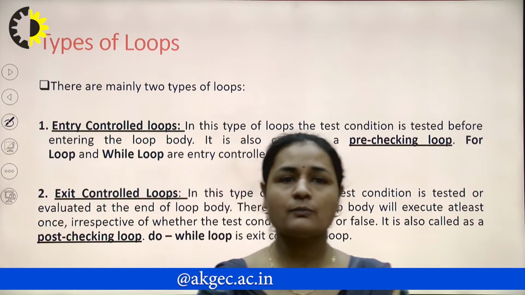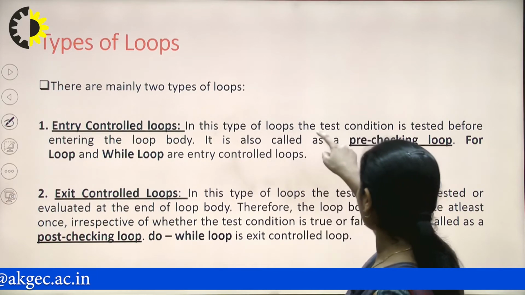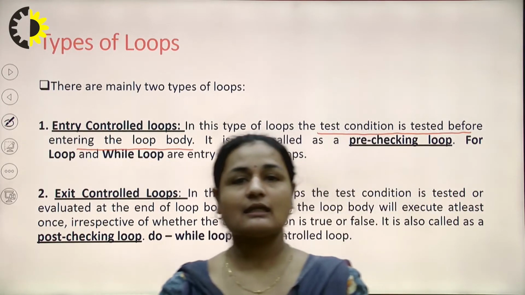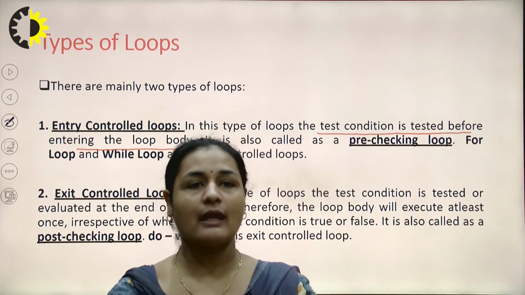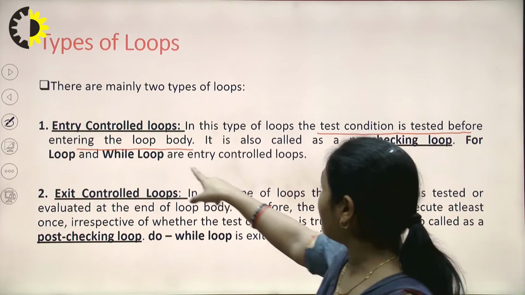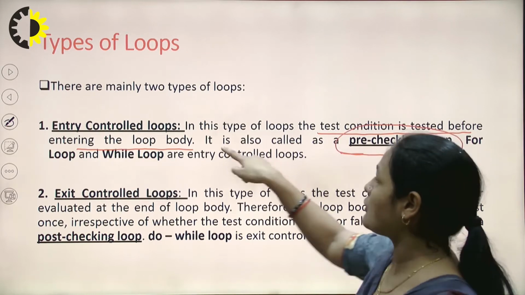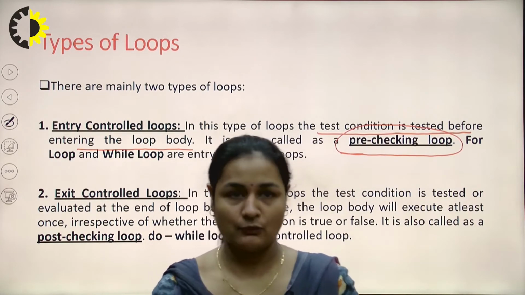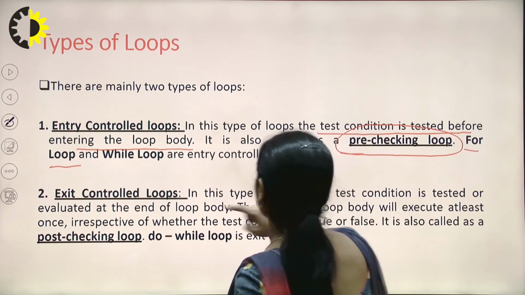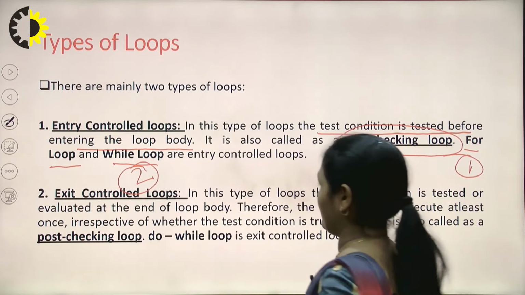In an entry control loop, the condition is specified at the start of the loop. In this type of loop, the test condition is tested before entering the loop body. We already discussed that there are two parts of a loop, the body of the loop and the control statement. So when the condition is given before entering the body of the loop, it is called a pre-checking loop. Entry control loop is also known as a pre-checking loop. There are two types of entry control loop: for loop and while loop. These are the two types of loop known as entry control loops.